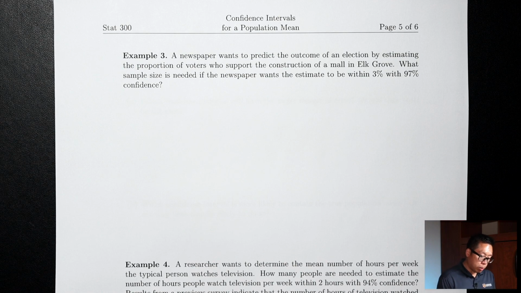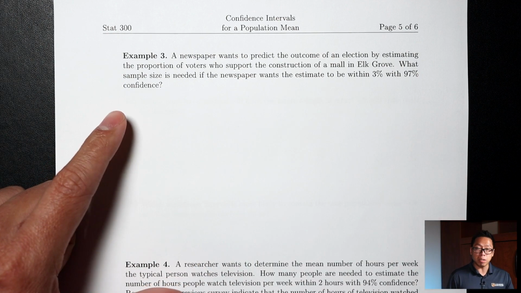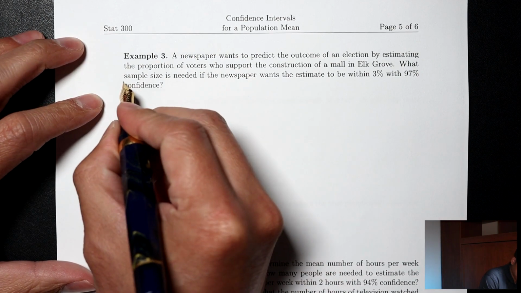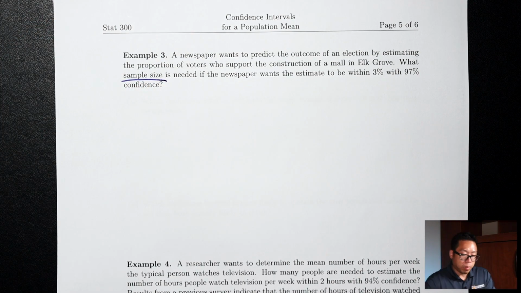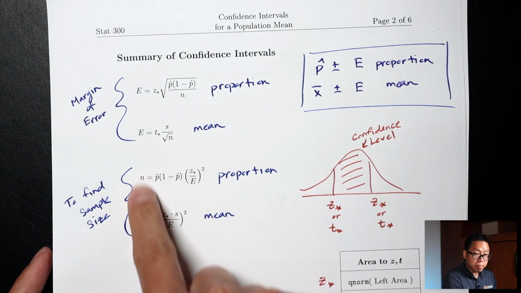Example 3. A newspaper wants to predict the outcome of an election by estimating the proportion of voters who support the construction of a mall in Elk Grove. What sample size is needed if the newspaper wants the estimate to be within 3% with 97% confidence? Okay, notice that it's asking for what sample size. So we're looking for a sample size, which means we'll use one of these formulas for n.